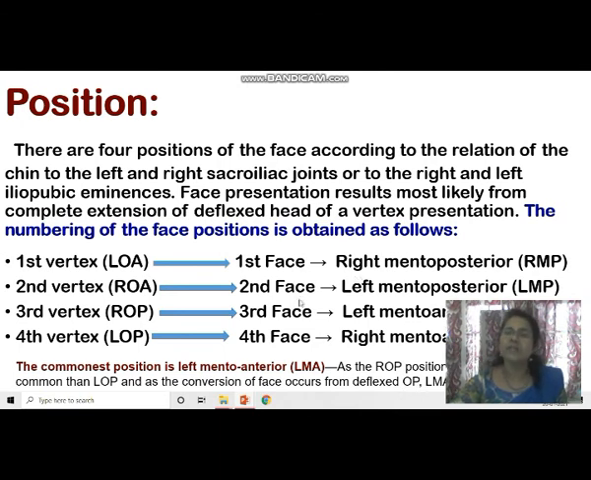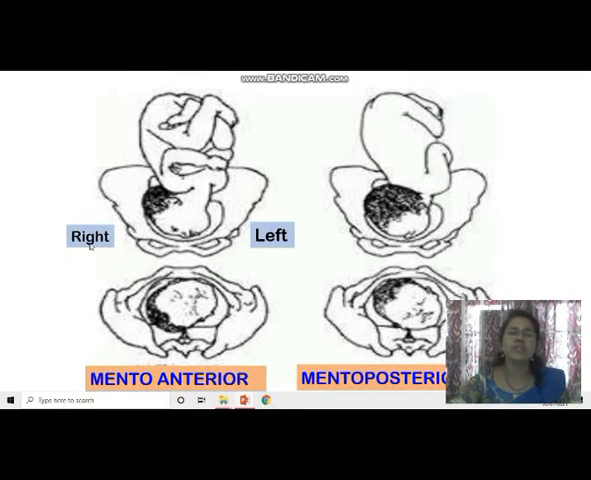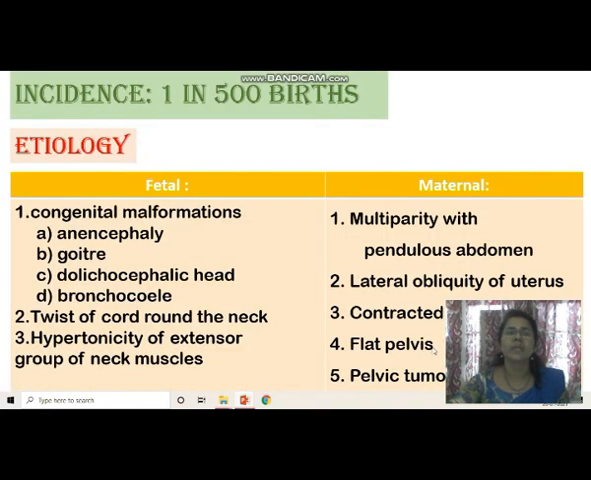That is the commonest. We just now saw how it becomes mento anterior or mento posterior. You can see from this picture, this is the right, this is the left. So that is mento anterior, which touches the iliopubic eminence, and this is the mento posterior, where the chin touches the sacroiliac joint. Next, the incidence is 1 in 500 births, the chance of this extension and becoming posterior mentum. Mentum is the mentum presentation.